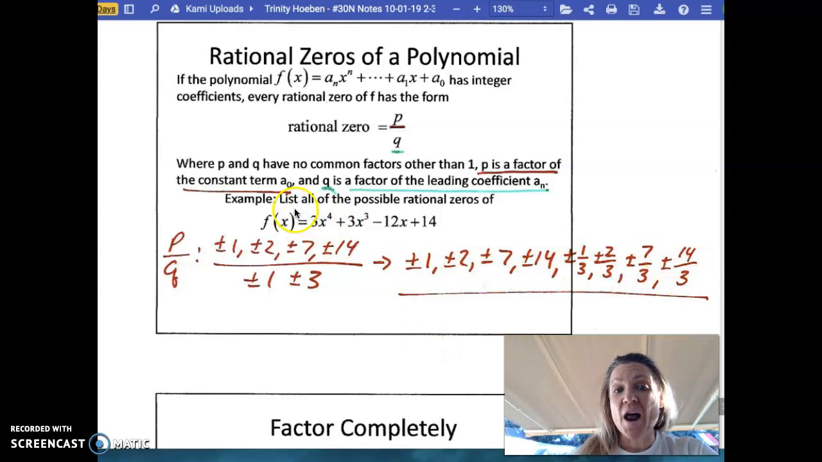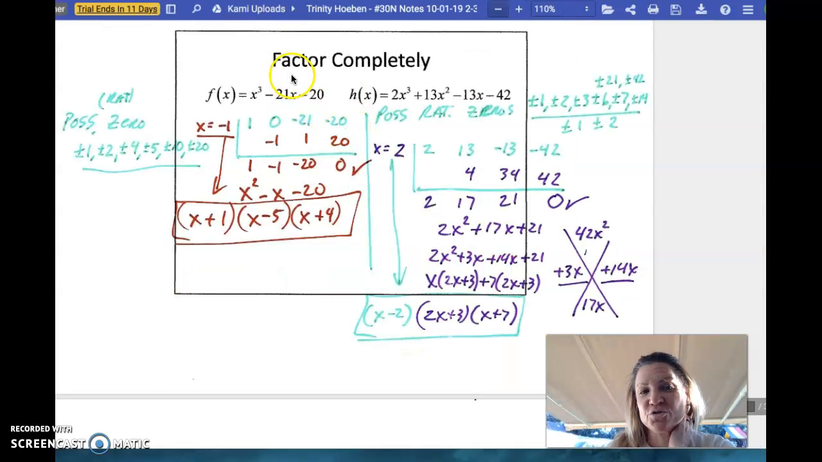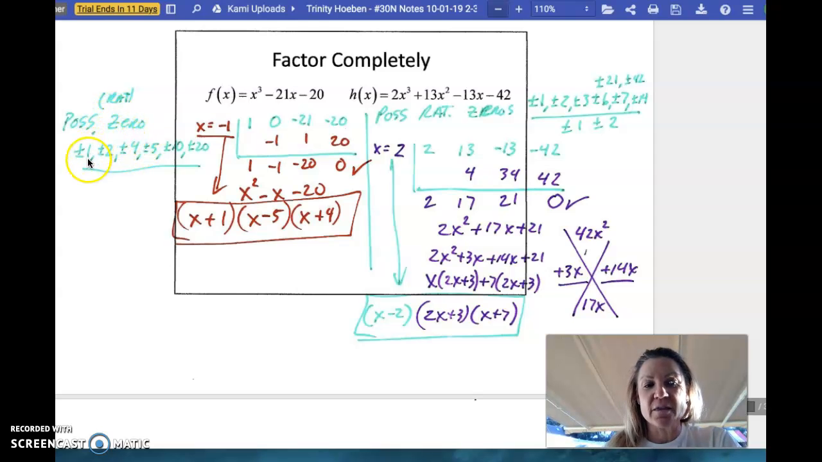So when they say they want all of the possible rational zeros, you're going to list all of them out. Are they all going to work? No. But that's all the possible factors. When the directions tell you to factor completely, you're going to list all of the possible rational factors that are 0, and then you're going to try a couple of them and see what factors you can come up with.